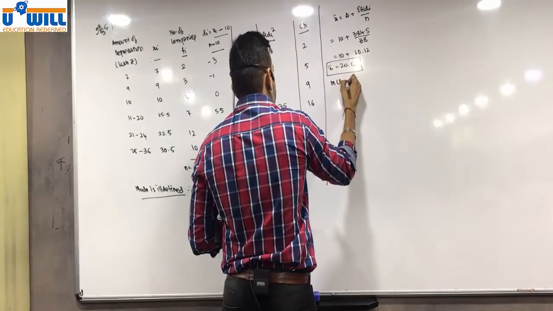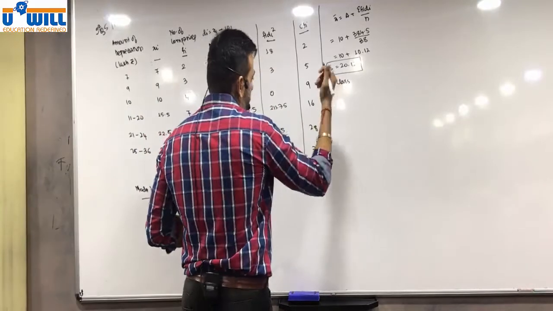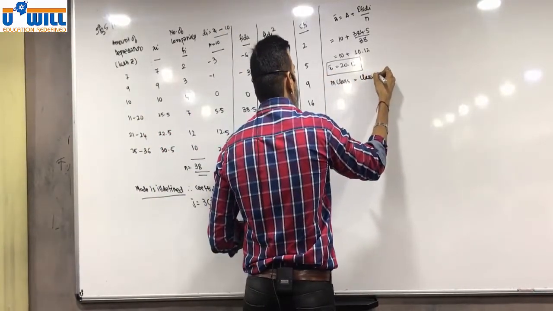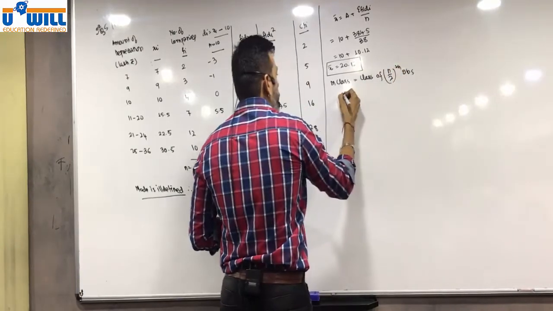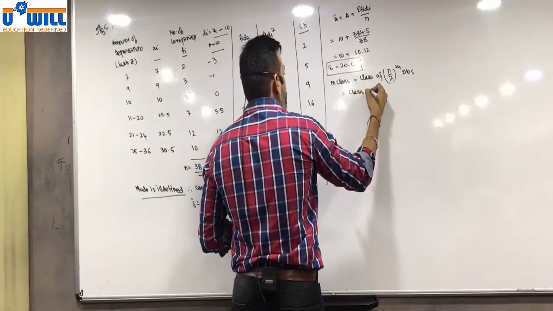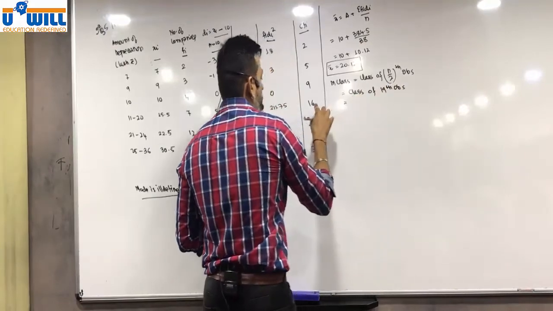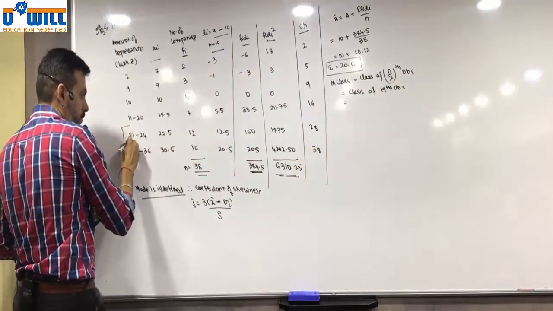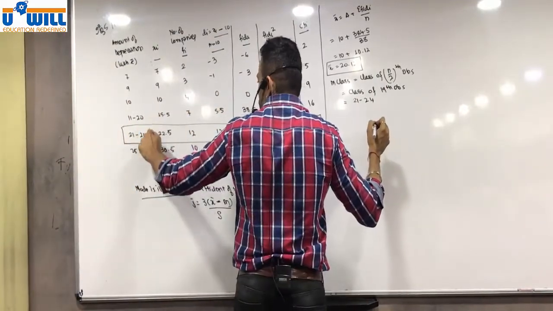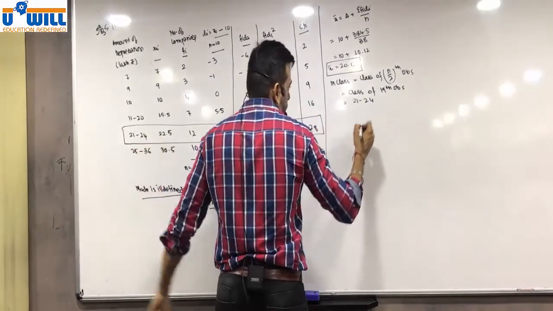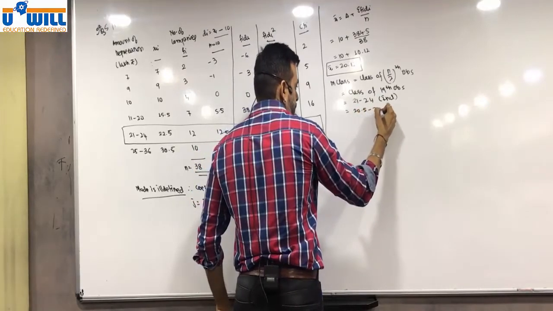Median class. Now your 19 is कहाँ है? So median class will come. Class of n by 2th observation, which is equal to class containing 19th observation. 19th observation कहाँ आ रहा है? 21 से 24. Is it inclusive or exclusive? Inclusive. So we have to convert it into exclusive. Please don't forget this step.